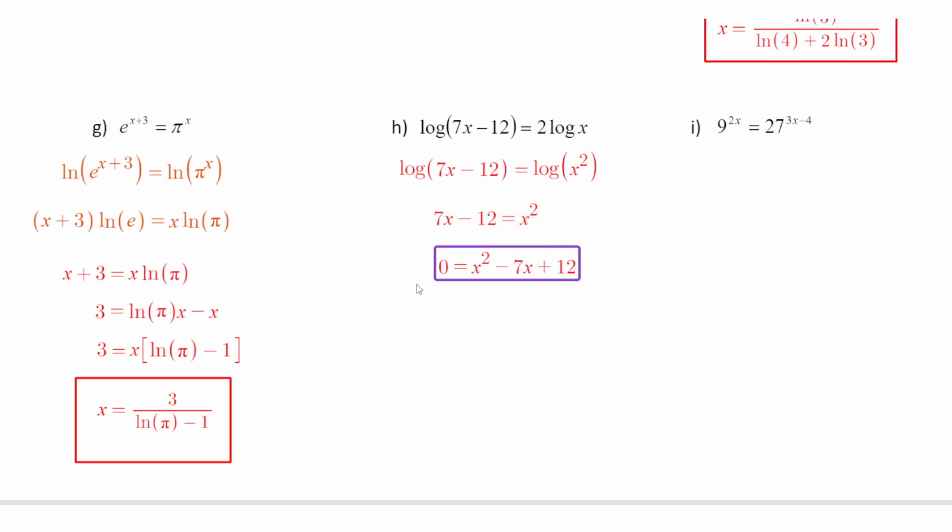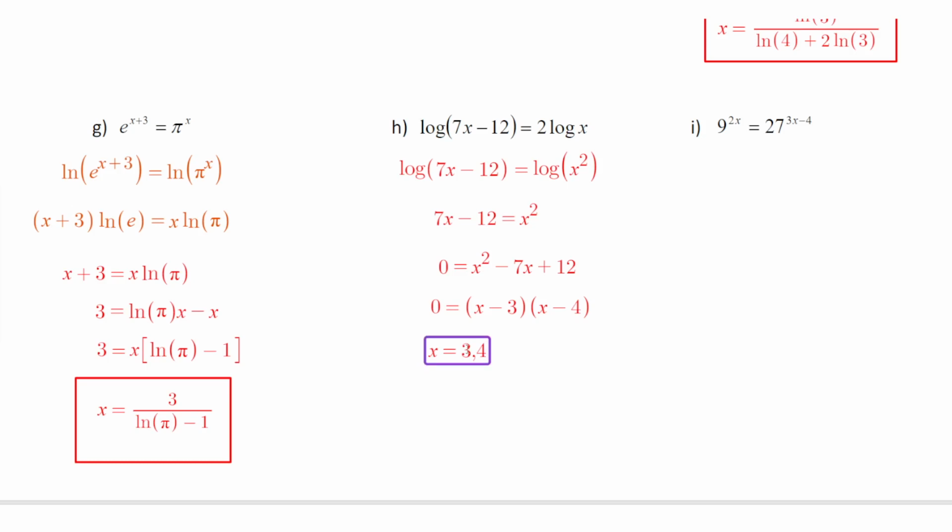And two numbers that multiply to give me 12 but add up to negative 7 will be negative 3 and negative 4. So I can factor this as x minus 3 times x minus 4. So that's going to give me two solutions here. X equals 3 or x equals 4.